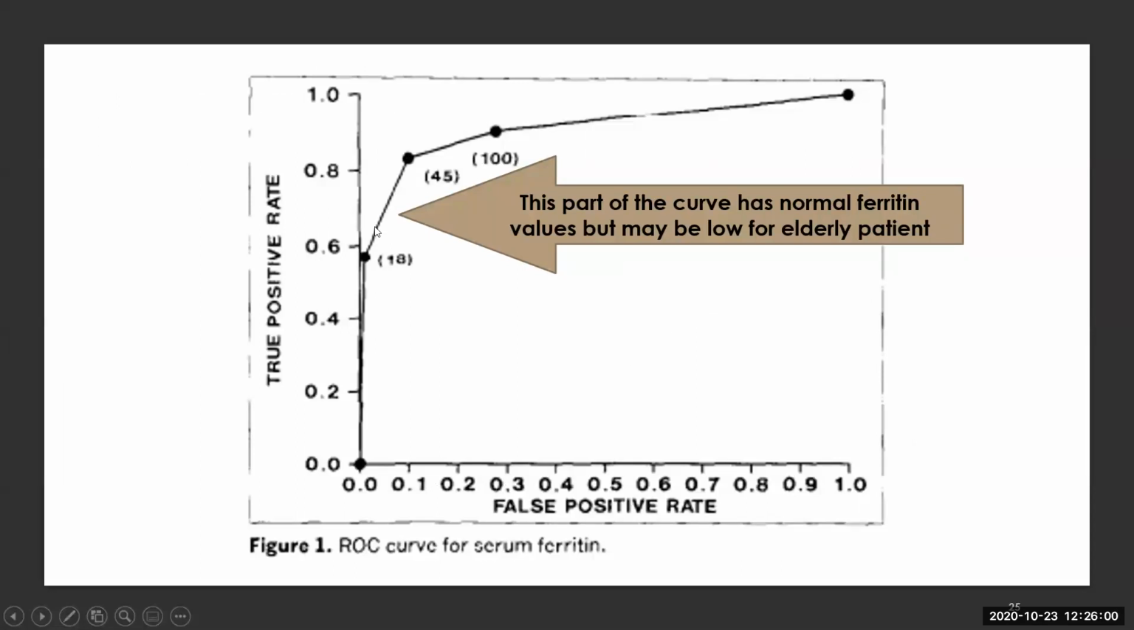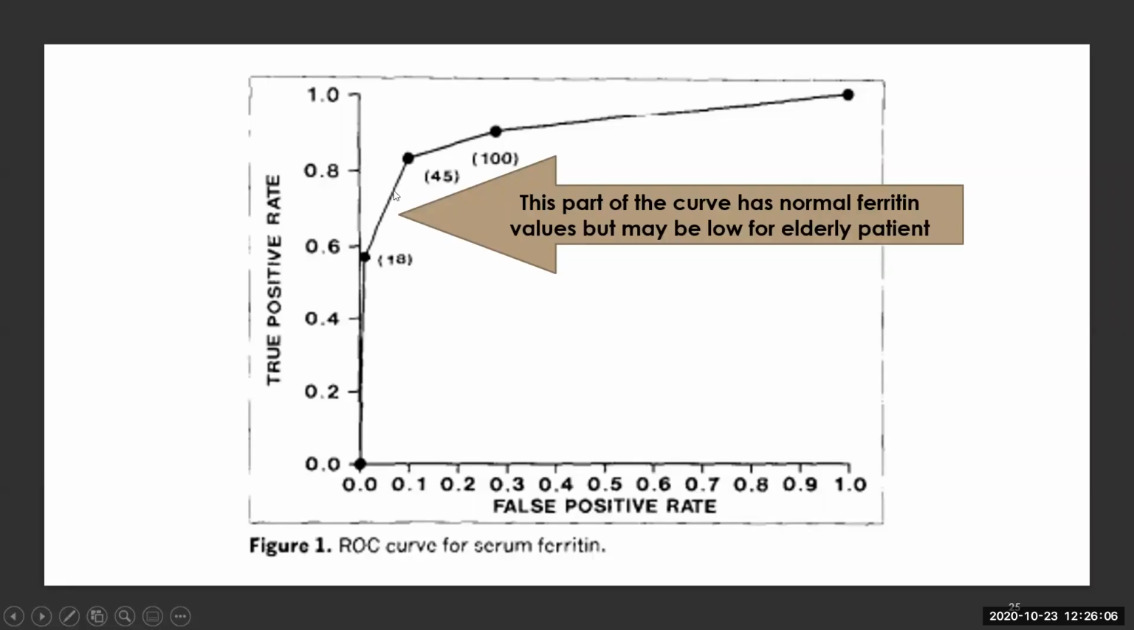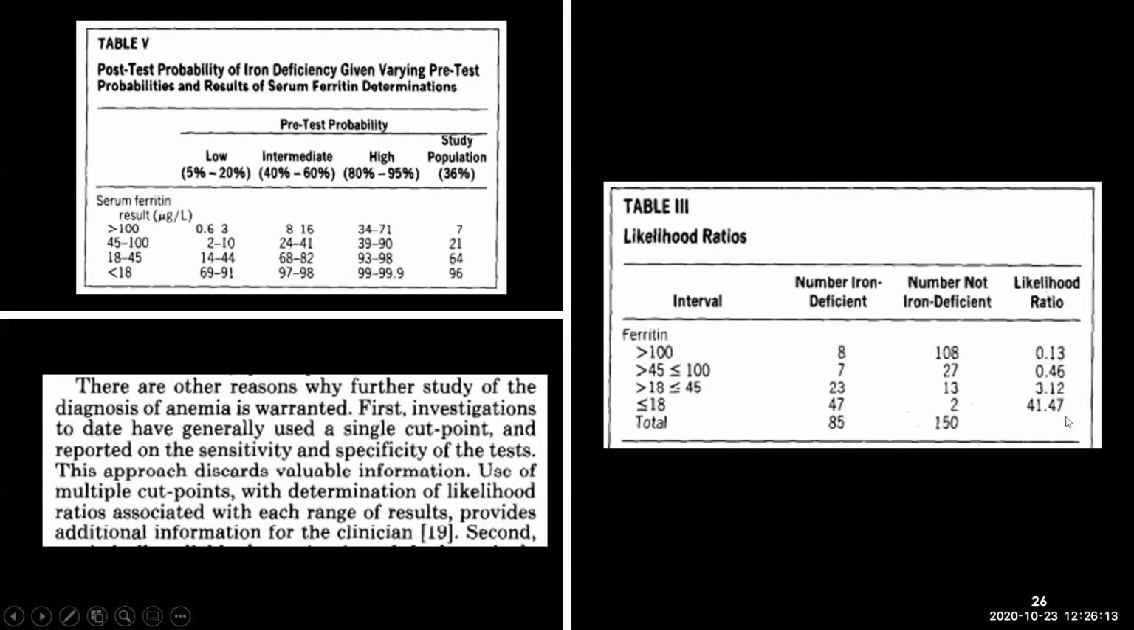Where does a value of, say, 35 fall, which may be in the normal reference range at your hospital? 35 may be somewhere here on the ROC curve that still has a pretty steep curve, and that is still going to have a likelihood ratio that's much higher than 5, increasing your post-test probability that that patient has iron deficiency anemia, when you only look at ferritin level to determine that.